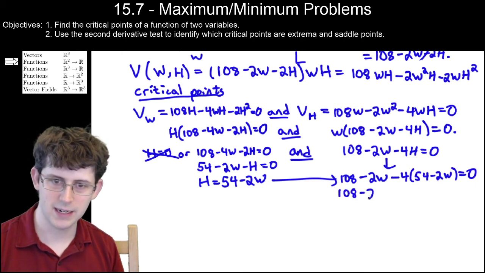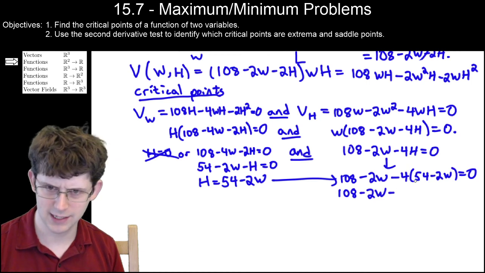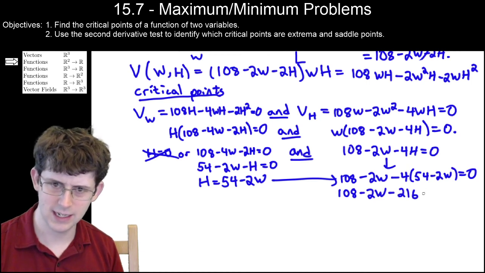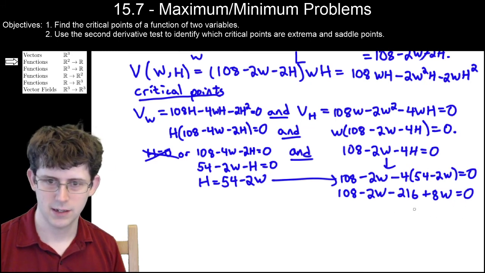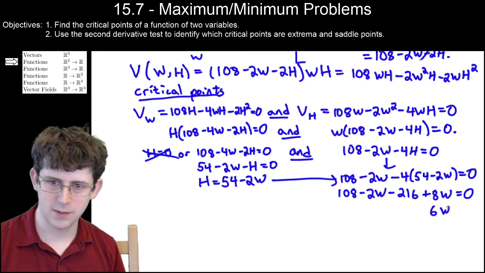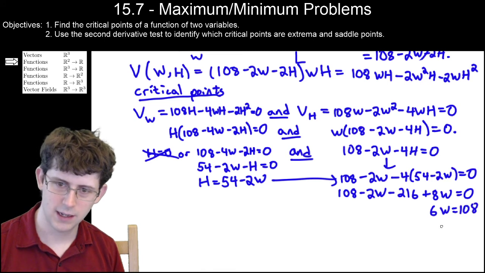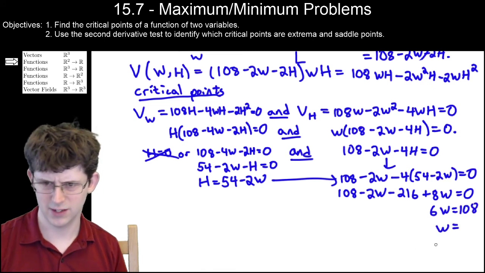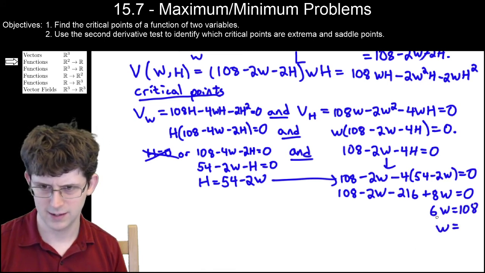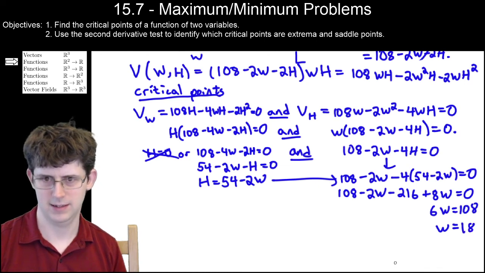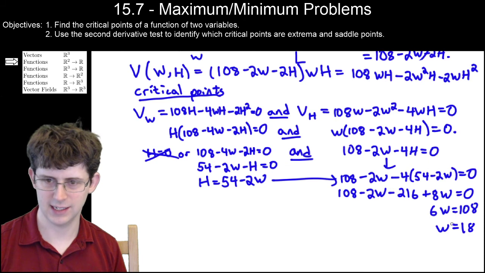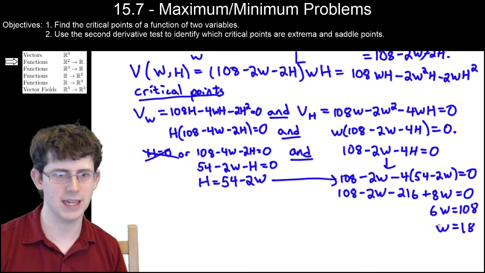So I'll have 108 minus 2w minus, this is 216 plus 8w, all equals 0. So 6w is 108. So w is 18 maybe? 18 times 6 is 108. Yeah, so w is 18.